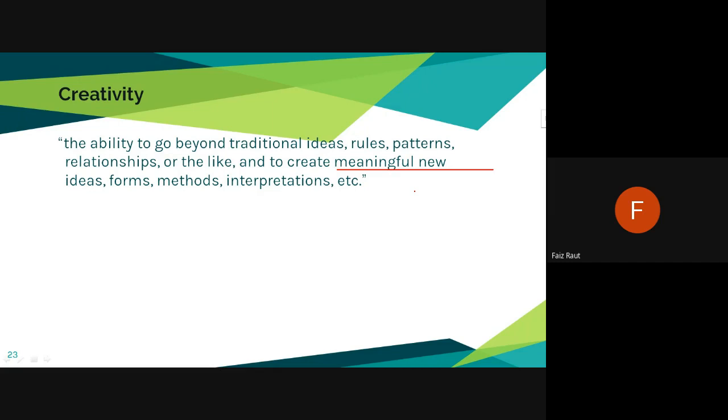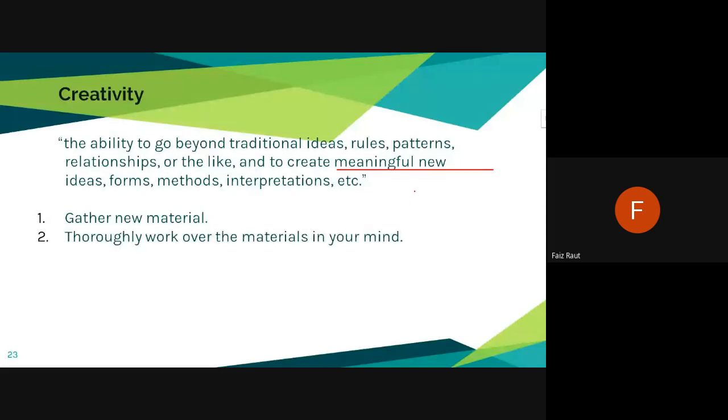So एक step by step आता है. Creativity. If you have creativity, then you can invent something. It can be a new thing or it can be a modification of an old thing. Then after invention, if you can commercialize that, if you can sell that to some people, then you can have an innovation. So creativity का कैसे है? You can gather material, thoroughly work on your materials in your mind. Then step away from the problem. This is the most important thing.